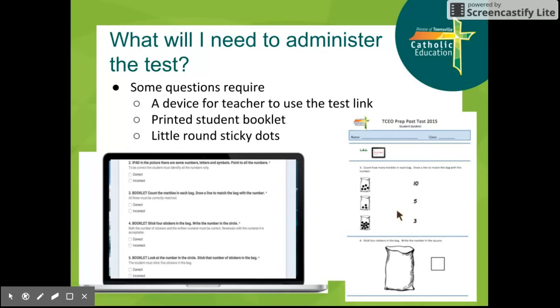The other thing that we make use of is little round sticky dots. We like the children being able to use some form of concrete material. Of course, if you didn't want to use sticky dots, which are good because you then have a permanent record, you can file this test and maybe use it for parent-teacher interviews. If you don't want to use sticky dots, you can, of course, use counters, as long as the child is manipulating some form of concrete material and essentially using the correct numbers.